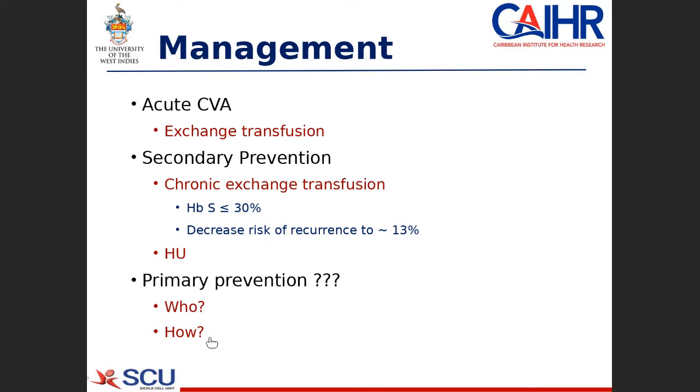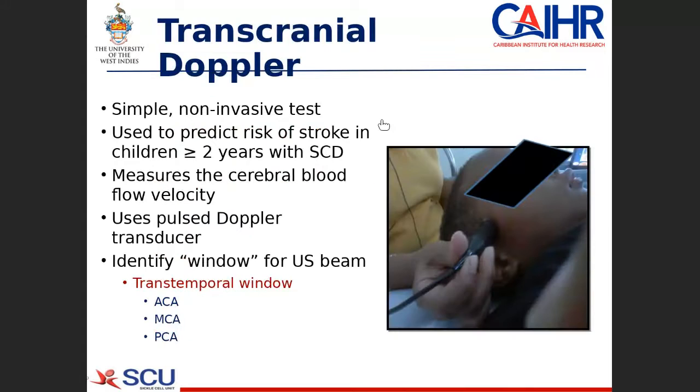What about primary prevention? Can we determine which child is going to have a stroke or is at risk for stroke? And if so, what can we do? Well, there is transcranial Doppler ultrasound, which is a very simple, non-invasive test, and we use it to predict the risk of stroke in children who are 2 years and above, from age 2 to 16 really, with sickle cell disease.